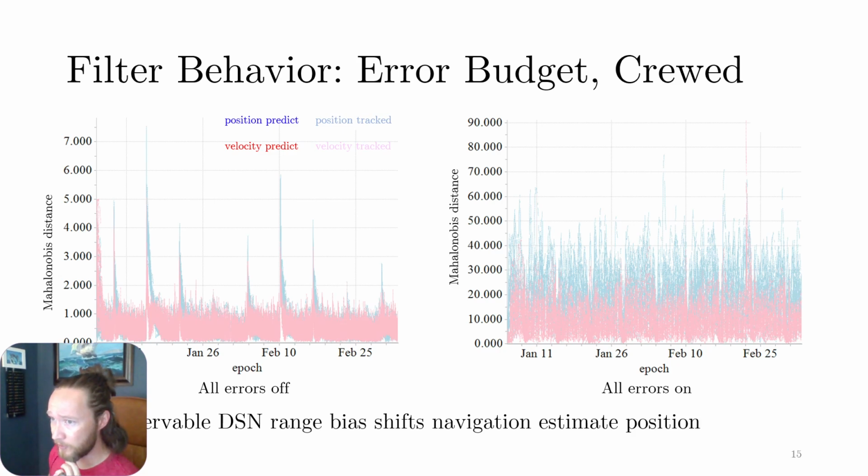And so when we go crewed, similar story. Now the entire time is highlighted, and the entire time has a very high Mahalanobis number, and you can see the filter struggling with these highly variable Mahalanobis numbers.